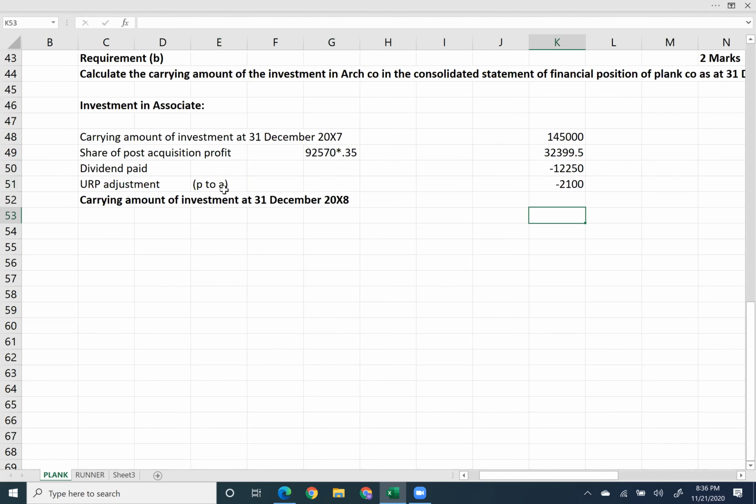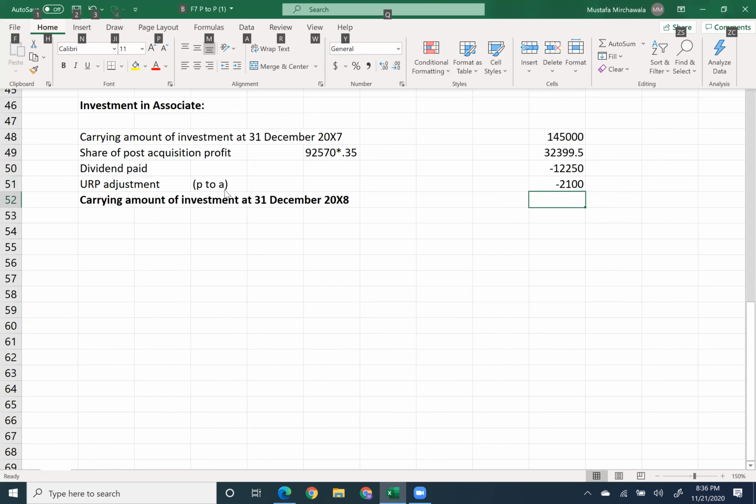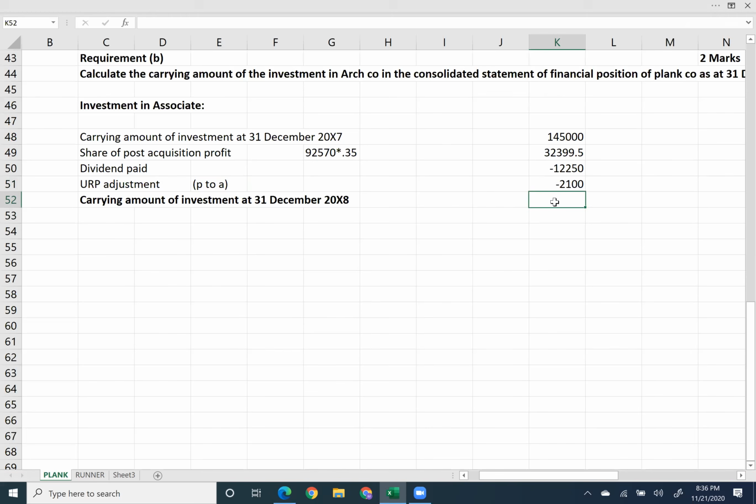Okay. Now, what should be the carrying value of investment in associate? Okay. So that's the end of this question. 163. Okay, 050 or 049.5. Okay. Done.